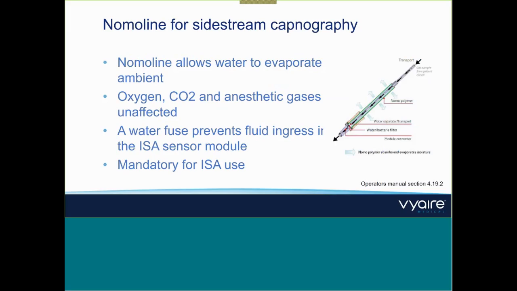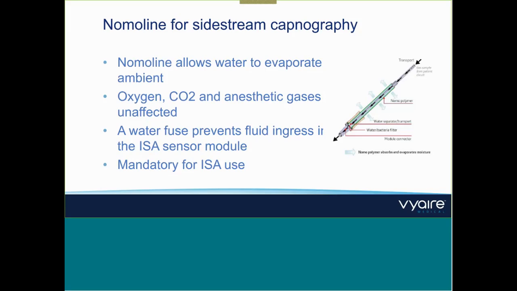Now talking about the Nomoline, which is the sample line for the ISA. At the end, on the connector for the ISA, you have a kind of filter system, a separator for water, and the water is evaporated into the atmosphere over time. But when there is so much fluid ingress that this evaporation process is not working anymore, then you will get a message from the ventilator that there is an occlusion.